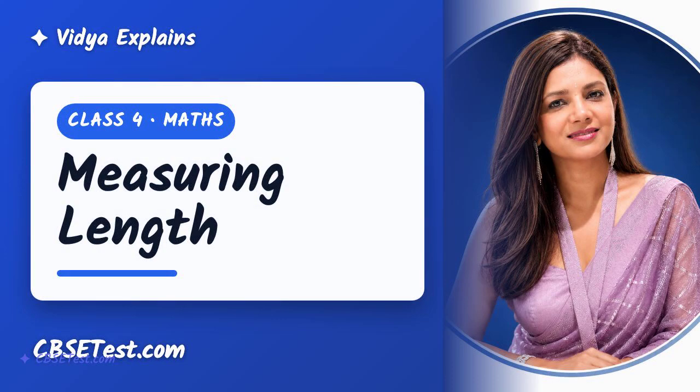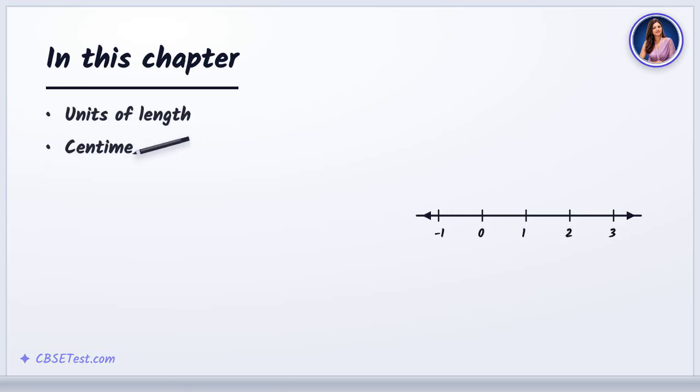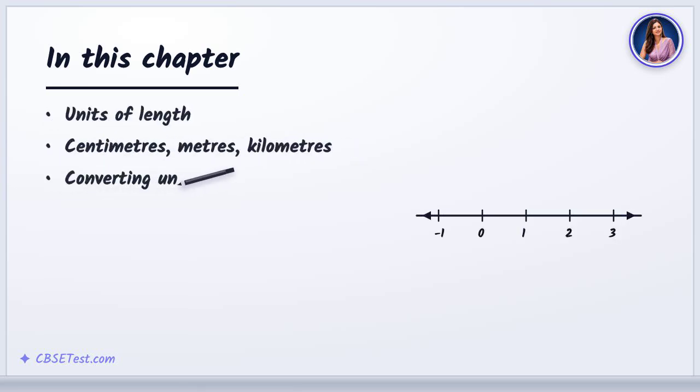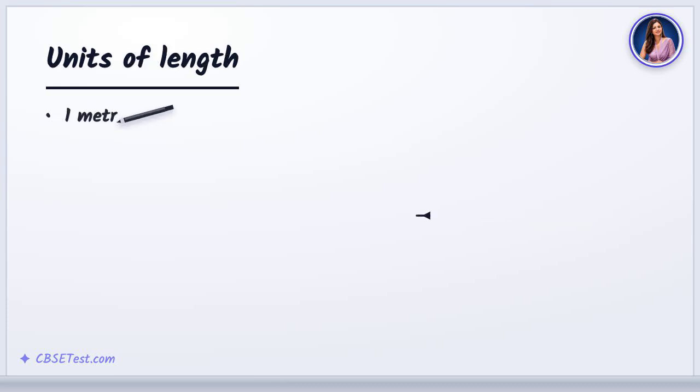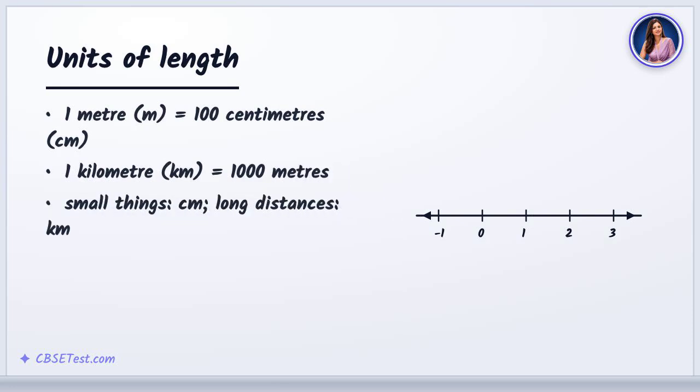Let's learn measuring length together step by step. How tall are you? How far is school? We measure length using centimeters, meters, and kilometers and learn to convert between them. 1 meter is 100 centimeters and 1 kilometer is 1,000 meters. We use centimeters for small things and kilometers for long distances.